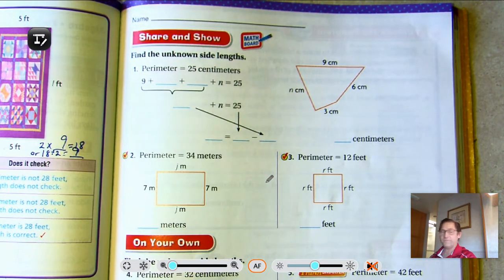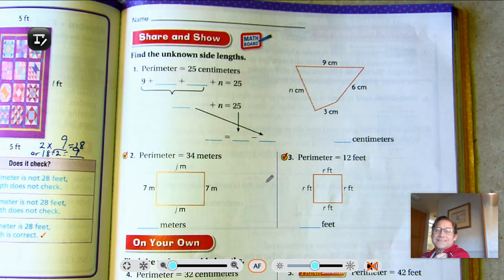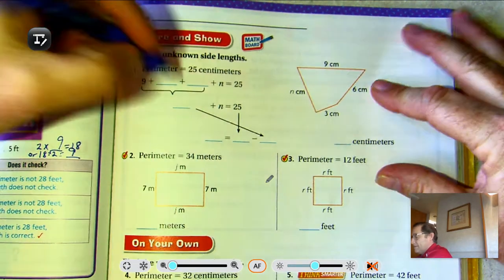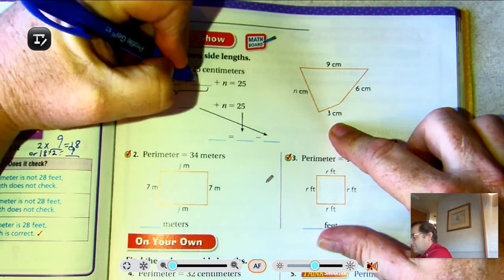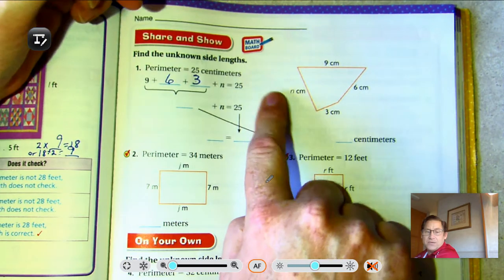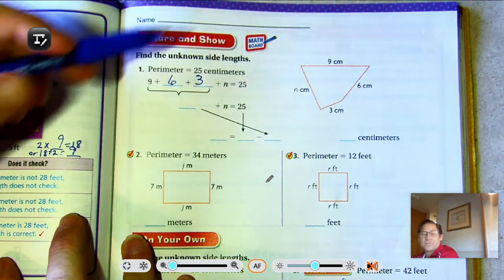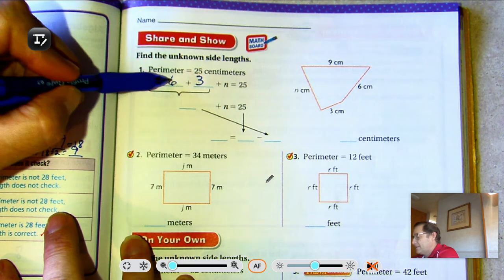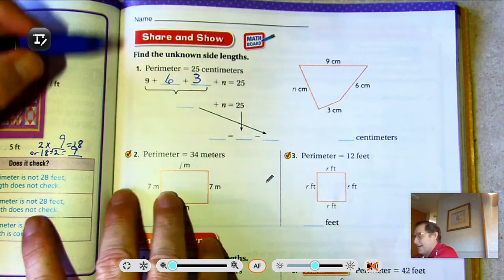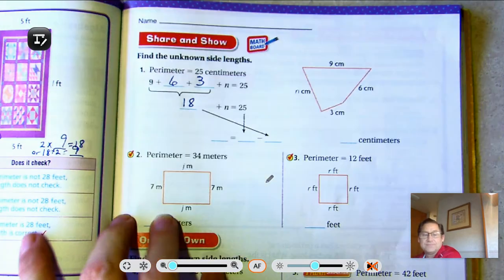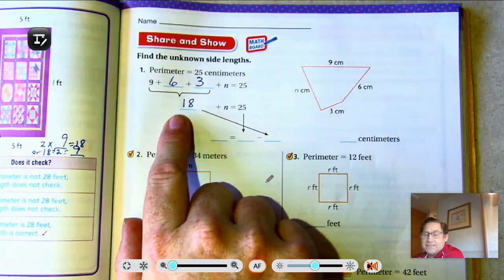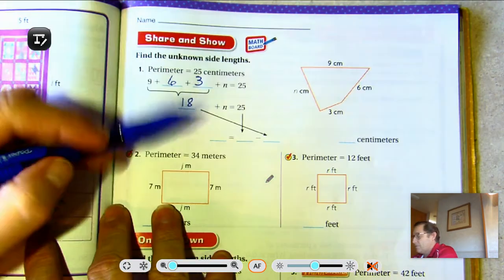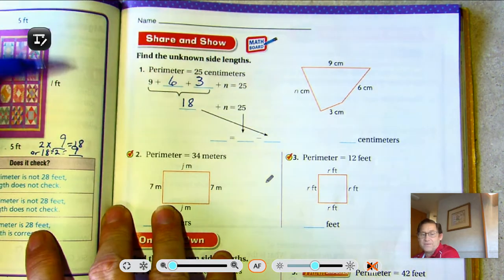All right, share and show. 463. Find the unknown side lengths. So we have a side length of 9 plus 6 plus 3 plus this unknown side equals 25. What's the sum of the known side lengths? Well, 6 plus 3 is 9. 9 plus 9 is 18. We're going to take that 18, the part that we know, and we're going to subtract it from the given perimeter, because we know that 18 plus the missing side has to be 25.